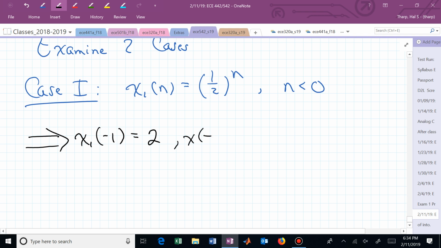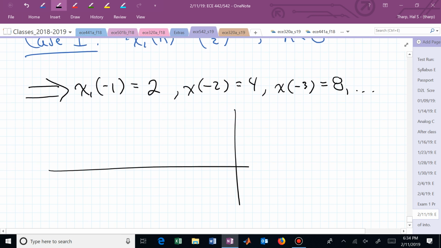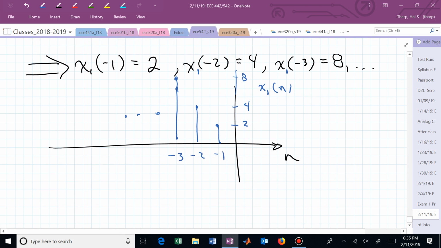What about x of minus 2? 4. X of minus 3. You get the picture. Or if you wanted to draw the picture, which I wouldn't discourage, you now have 2, 4, and 8 for x sub 1 of n. And it just keeps going. What's the z transform of that look like?